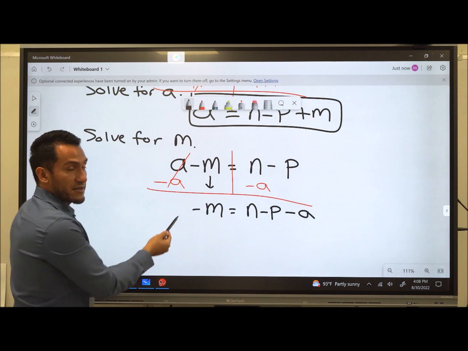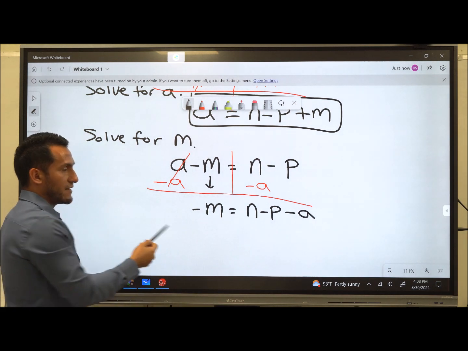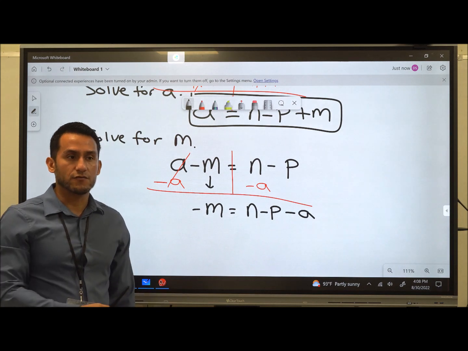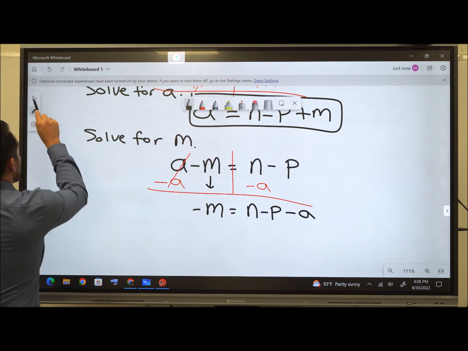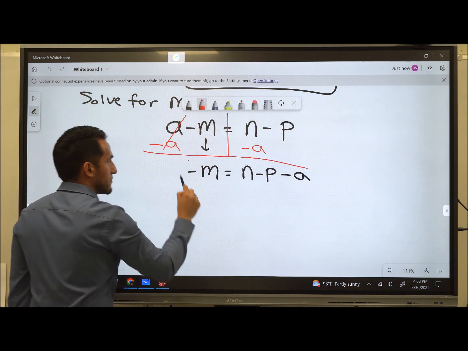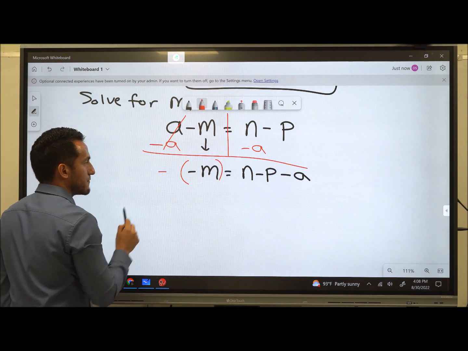It looks like we're almost done, but we've got to get rid of this negative. Now, how do I make a negative into a positive? Well, you have two ways. You can multiply it by another negative, or you can divide it by a negative. Multiplying is a lot easier, and it looks cleaner than dividing. So what I'm going to do is multiply this by a negative.